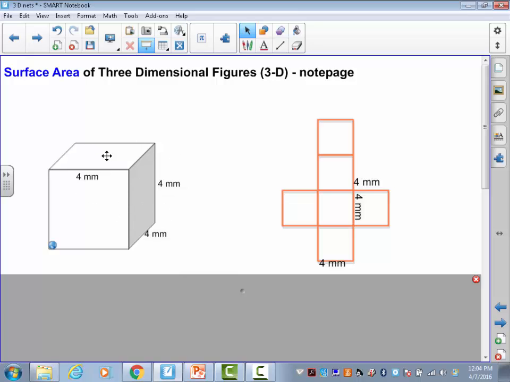We're taking a 3D figure. We call it a net because what we're doing is, think of this as a box, and we're going to unfold that box. And if we unfolded this box, we'd have something that looks like this. So we're taking a three-dimensional figure and we're unfolding it so it's really two-dimensional.